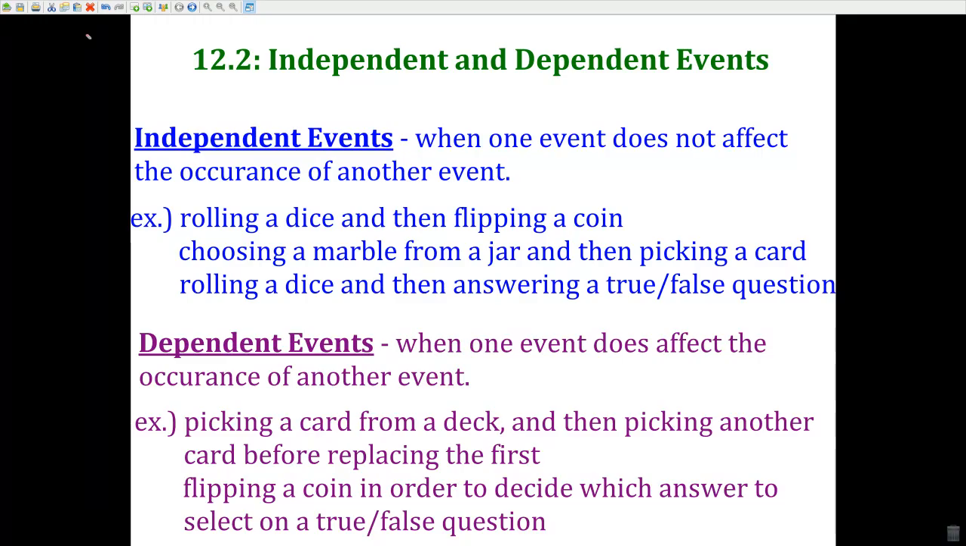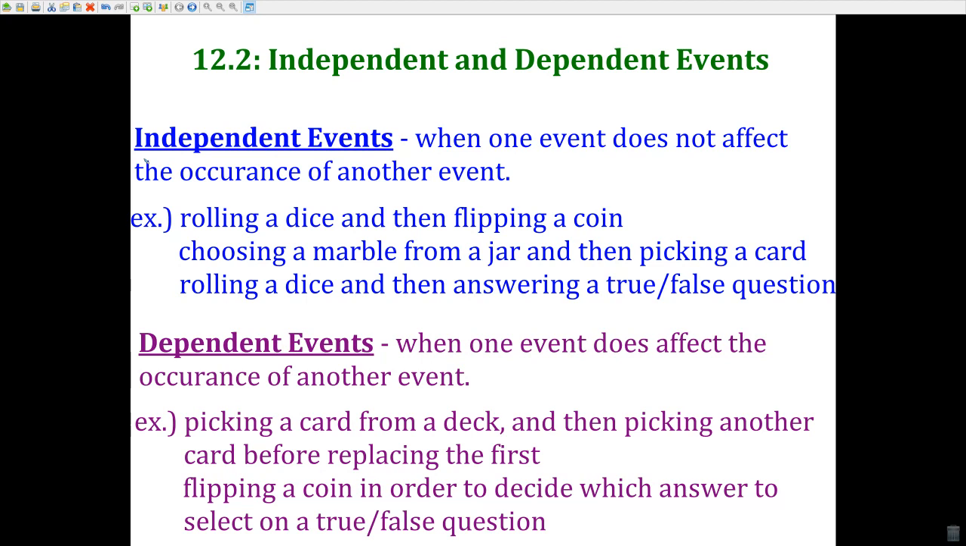All right, here comes 12.2, independent and dependent events. Independent events are when one event does not affect the occurrence of another event. So, examples: rolling dice and then flipping a coin. Notice they don't really affect each other. You're just going to do one event and then the other event.